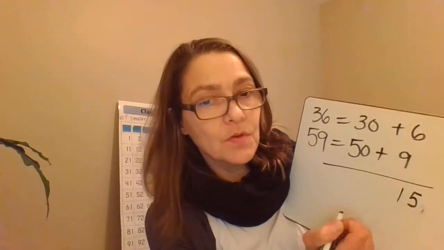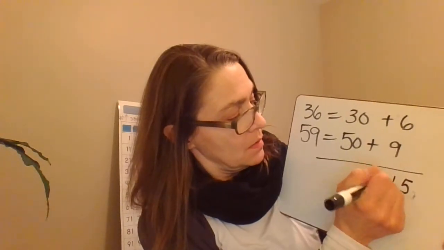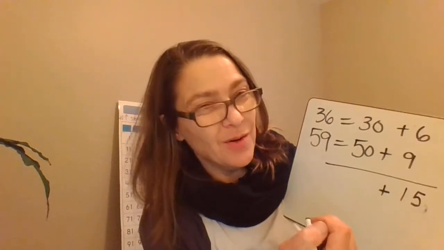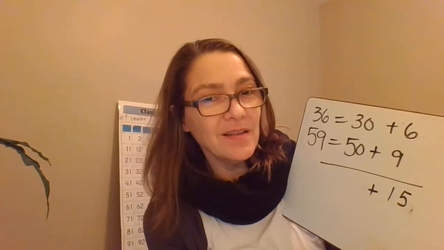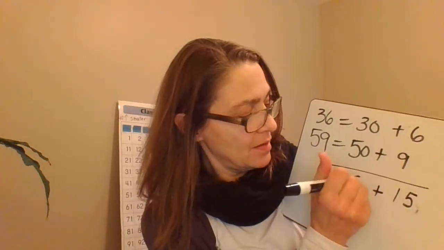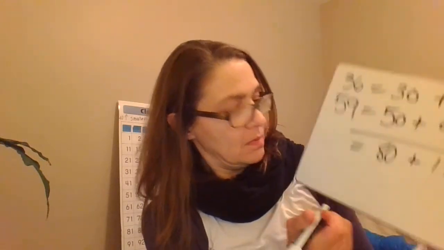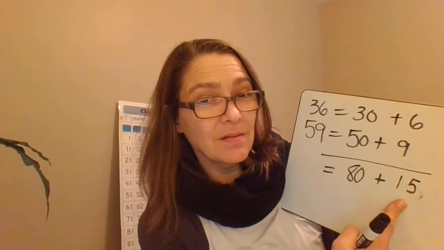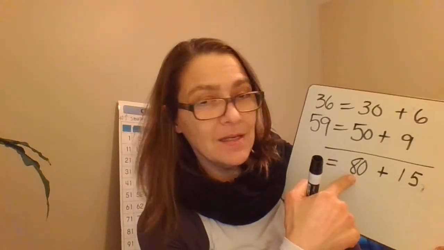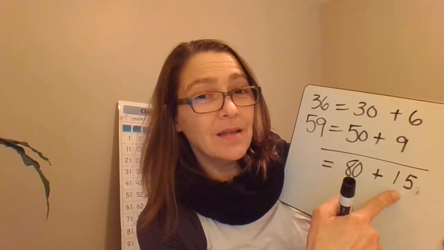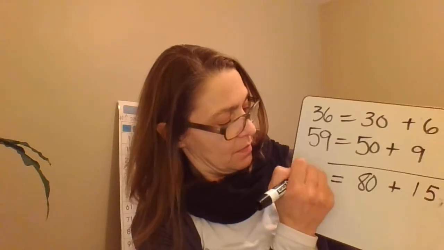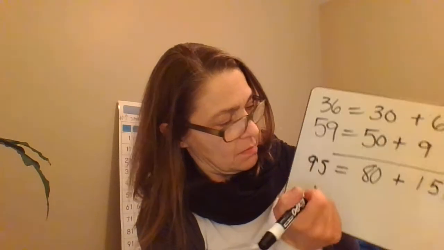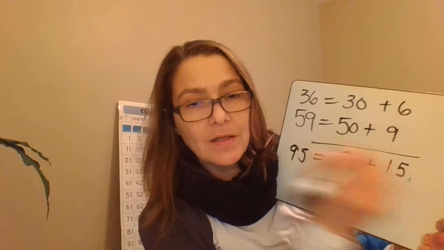Is 15. So we have 15 ones. And 30 plus 50, we know because 3 plus 5 is 8. So it's 8 tens, 80. So now we can add quickly because this is a 10 plus 5. So 80, 90, and then count up, 95. Right? And this is the second way.